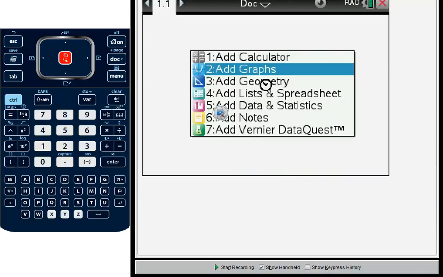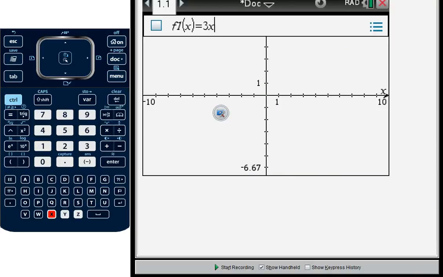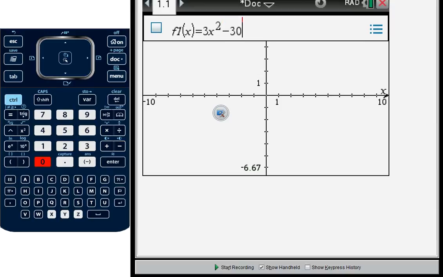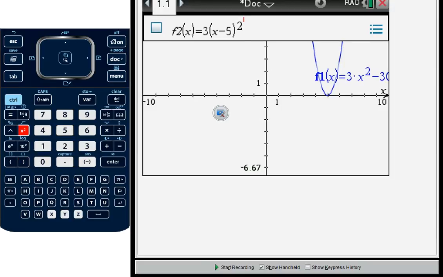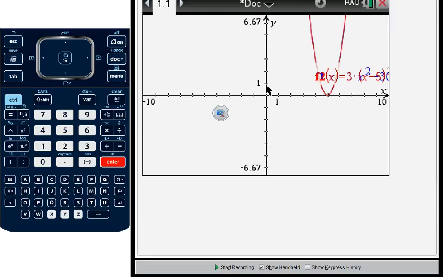Add a graphs page, and I'm going to type in the given equation of 3x squared minus 30x plus 75. And I'm going to arrow down so that I can enter a new one. And I'm going to type in the answer choice that we found, which was D. So 3 times x minus 5 squared, and then that's it. Since both equations are graphed in the exact same place on the graph, I know that they are equivalent.